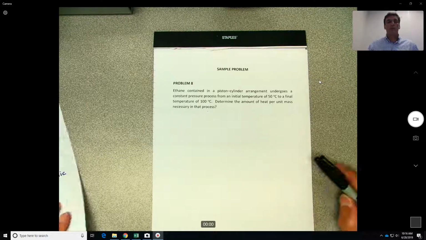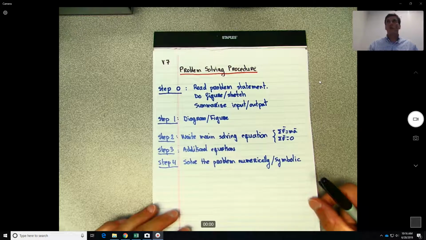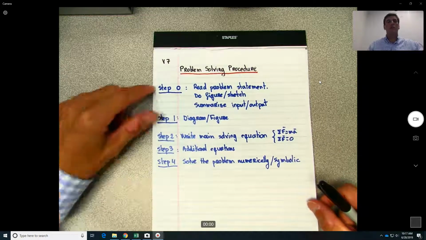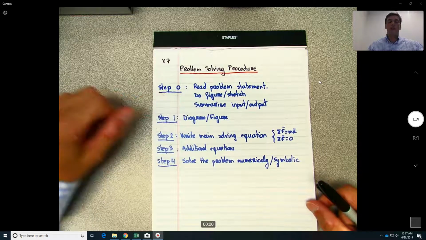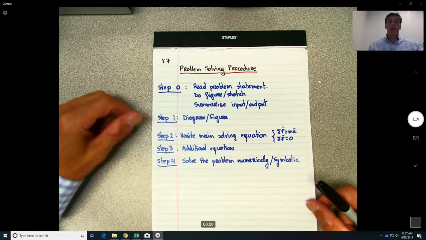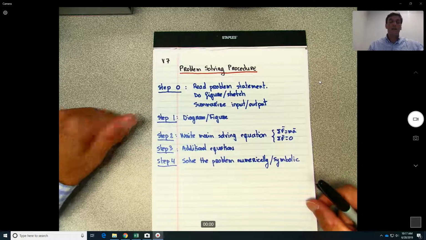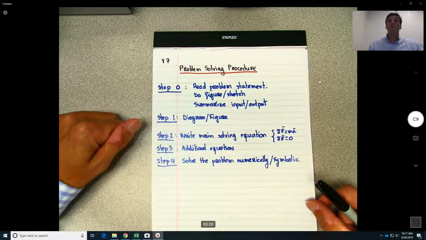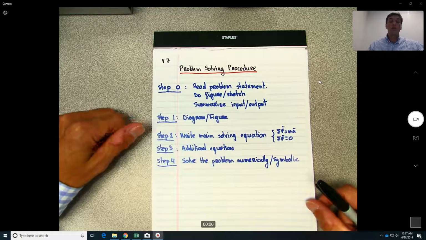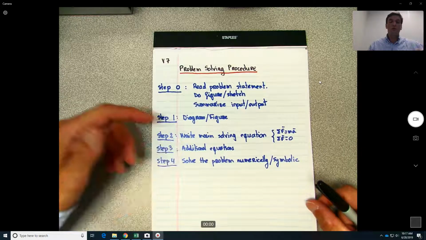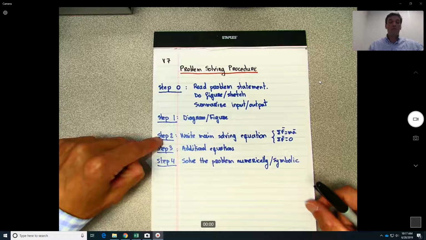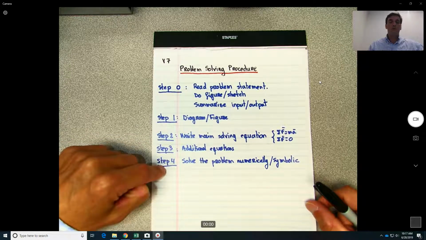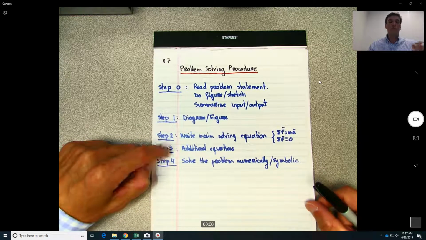Okay, let us work on this problem. Before we start, once more, let me just show you again very quickly the procedure. Step 0, read the problem, do some type of figure sketch summarizing input, output. Basically, output is what you need to find. Then step 1, you need to do a figure that you will use in order to write down the main solving equation or equations. If you are able to solve at this step, you can just go to step 4. If you need additional information, you go to step 3. Okay?